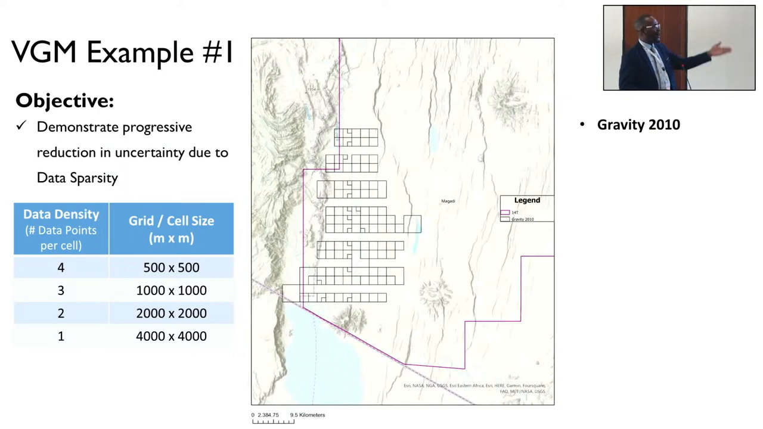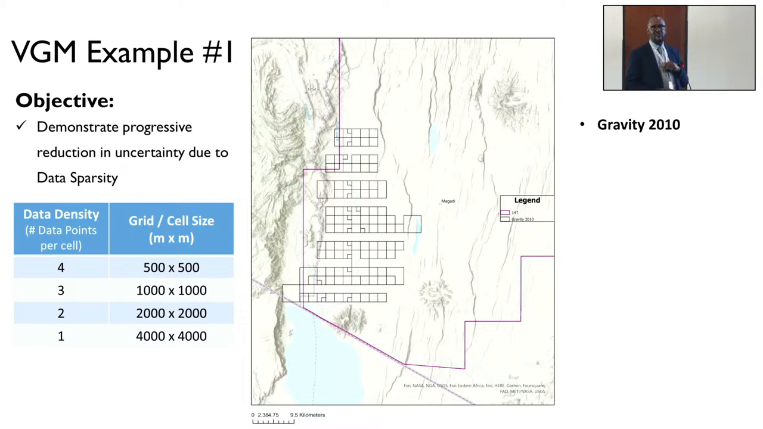So let's walk through our journey of data acquisition in block 14T. In 2010, we took several measurements of gravity, and you can see there we have some 1 by 1 kilometer grids. They are the small little boxes. Okay, we have some 2 by 2, which is the next size, and we have some 4 kilometer by 4 kilometer.